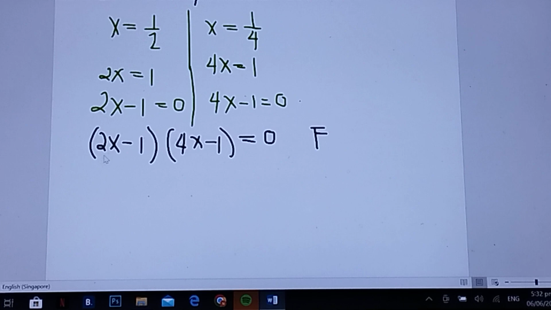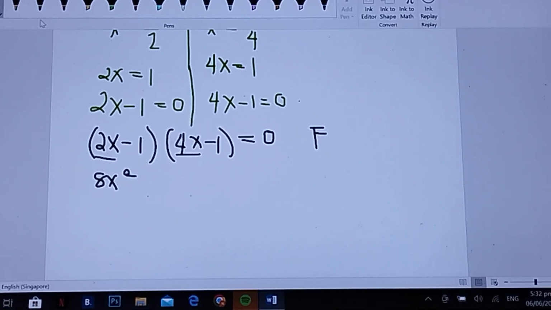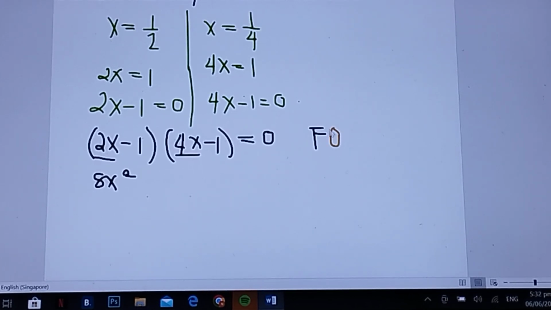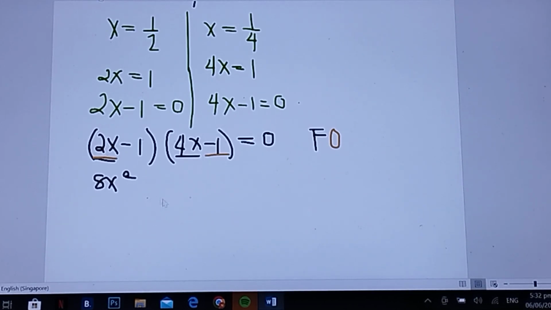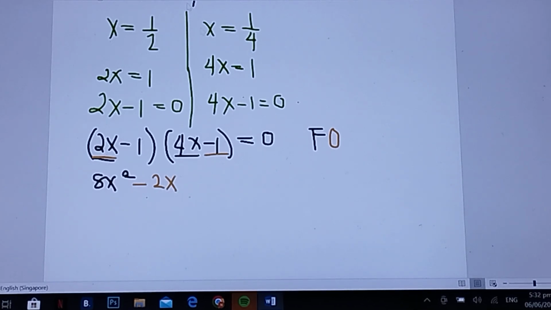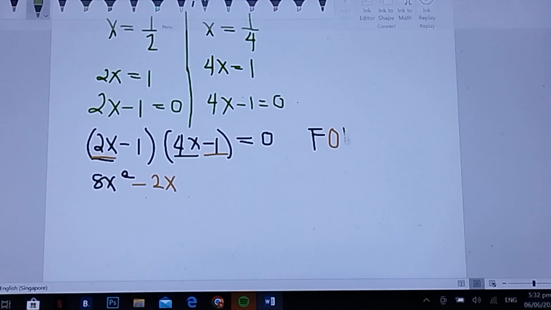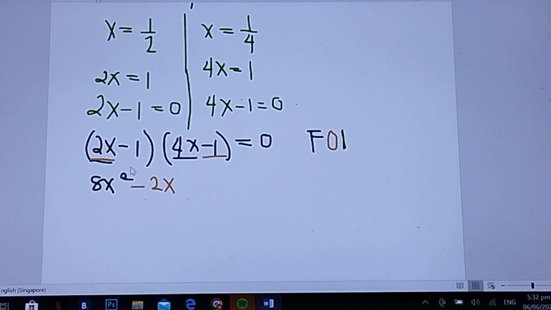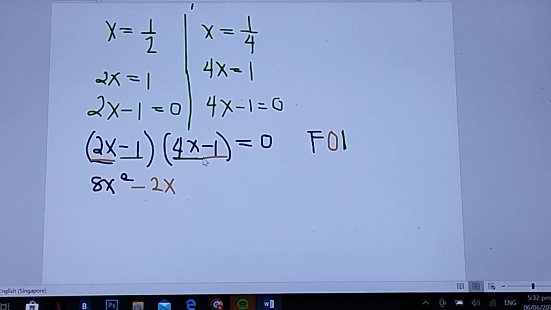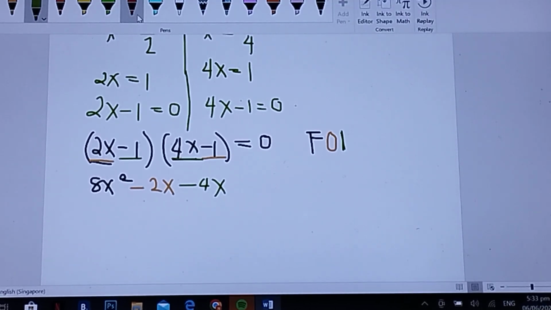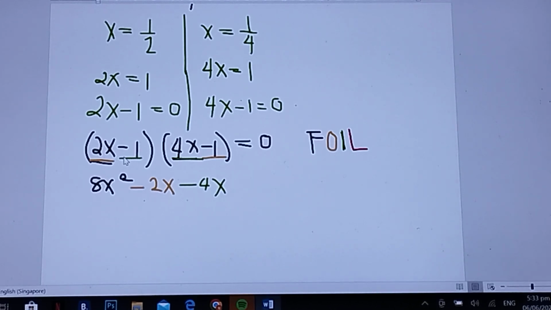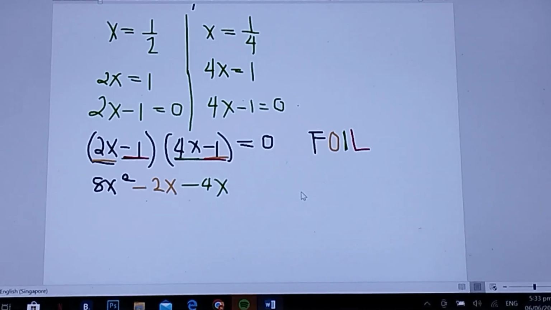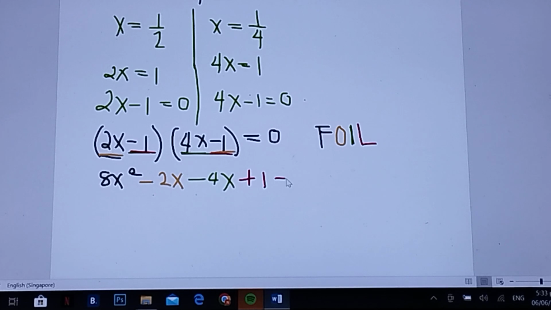The product of the first terms is 2x times 4x, 8x squared. Next is the product of the outside terms, 2x and negative 1, which is negative 2x. The product of the inside terms, negative 1 and 4x, is negative 4x. And the product of the last terms, negative 1 times negative 1, is positive 1, equal to 0.